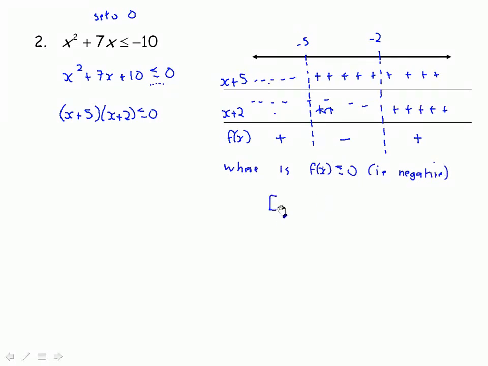I'm going to go right to interval notation, so -5 to -2, and with a closed interval, because in this case we are including 0. So I'll say negative or equal to 0. That's the method. Let's try a few more.